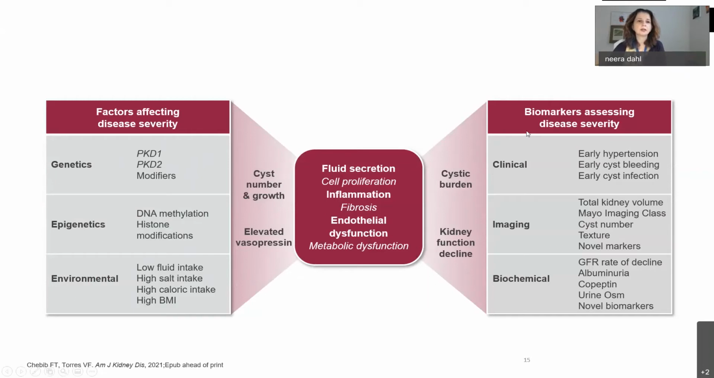Some biomarkers help us assess disease severity. So we talked about early hypertension or an early urologic event, and the imaging classification. The larger the kidneys at a younger age, the larger the risk of progression. And then some biochemical features. So looking at the rate of eGFR decline, obviously someone who's declining rapidly is at high risk of loss of renal function. Proteinuria or albuminuria are markers, urinary MCP, urine osmolarity, and then some novel biomarkers.